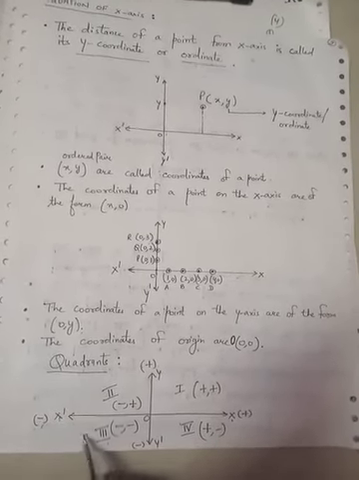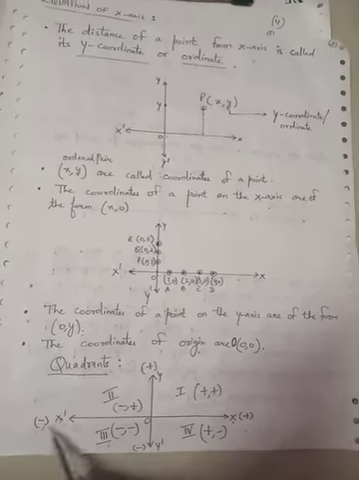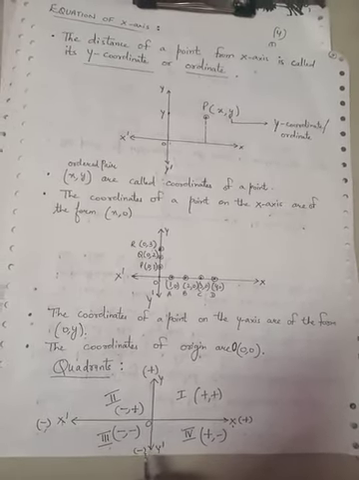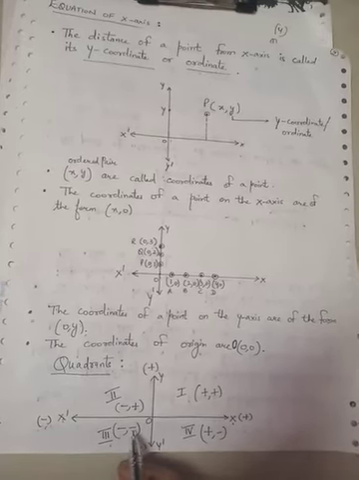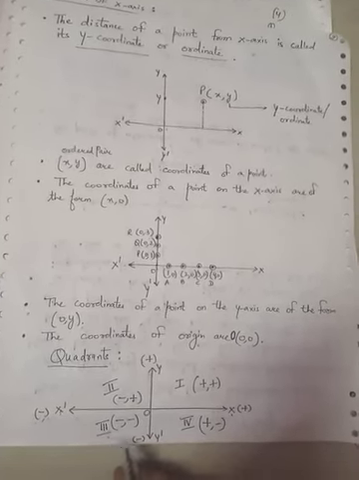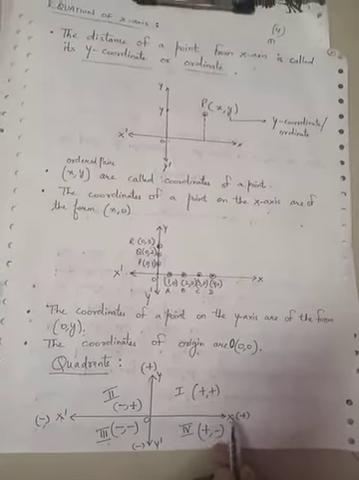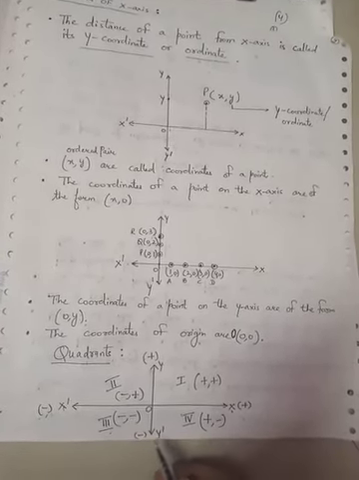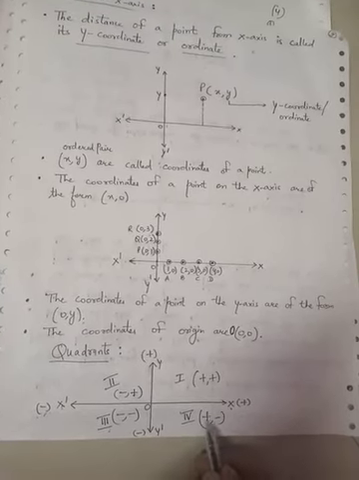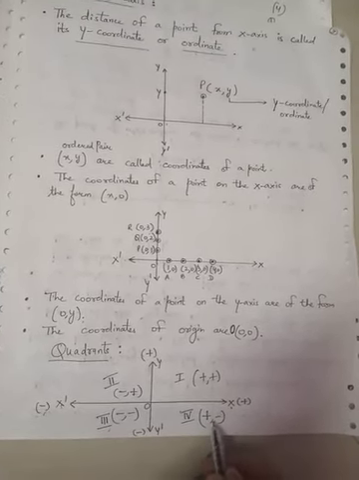In the third quadrant, what is your x coordinate? Negative. What is your y coordinate? Negative. So its signs become negative, negative. It is your third quadrant. In the fourth quadrant, what is your x sign? Positive. And the y sign is negative. So it is plus minus. So it is your fourth quadrant.